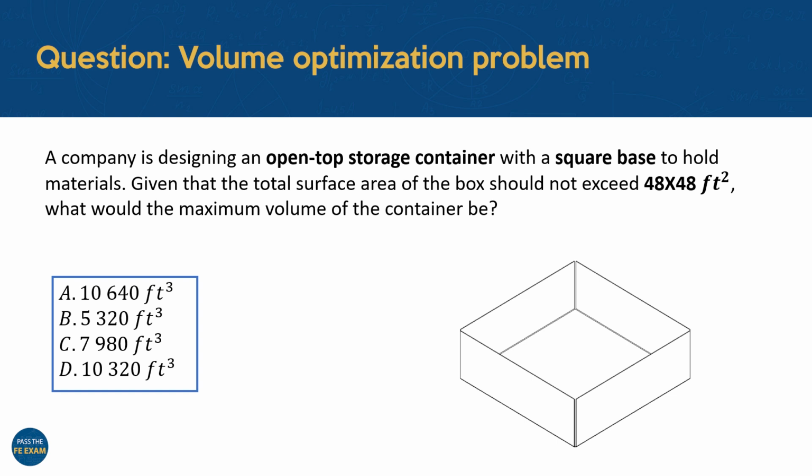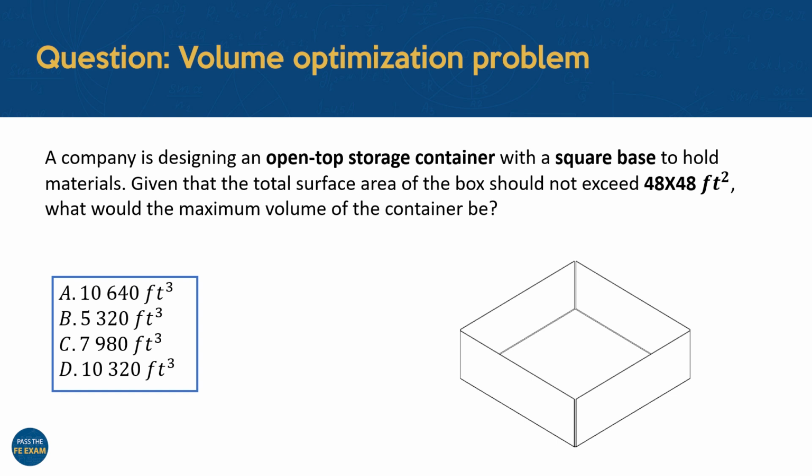In today's question, we are presented with a typical real-world engineering problem. A company needs to design and manufacture an open-top storage container with a total surface area of 48 by 48 square feet. Our objective is to maximize this container's volume while staying within these material constraints. We are provided with 4 possible solutions to this problem.